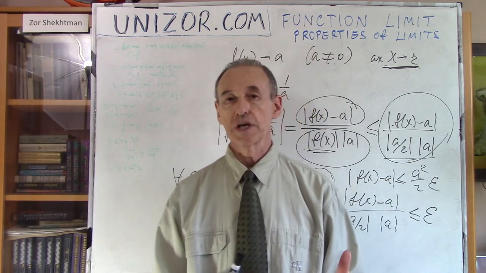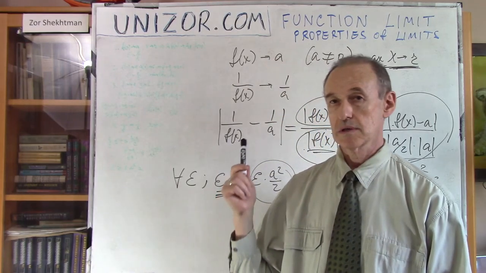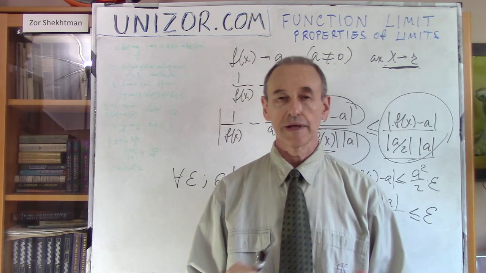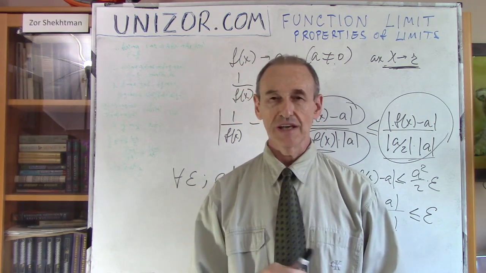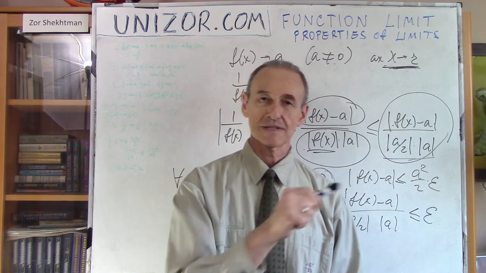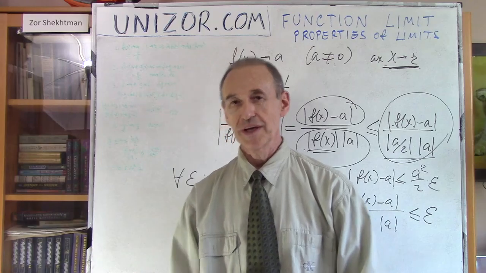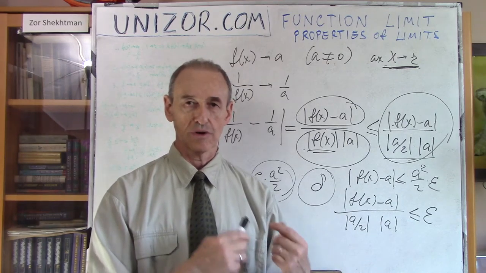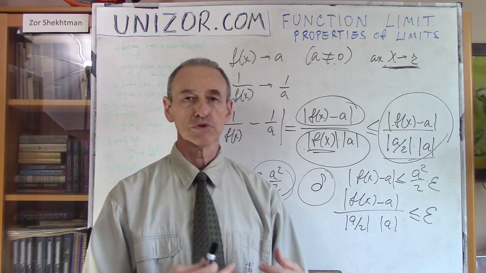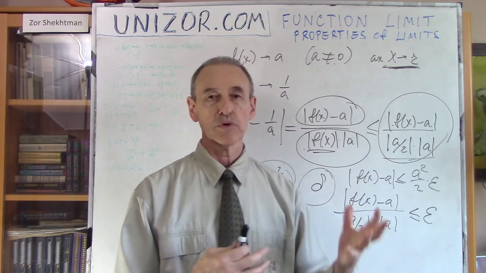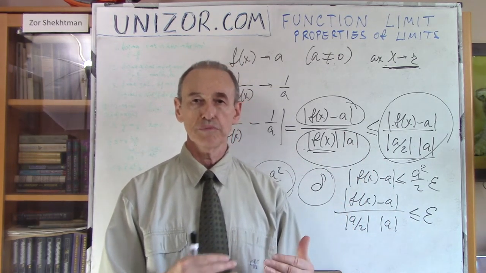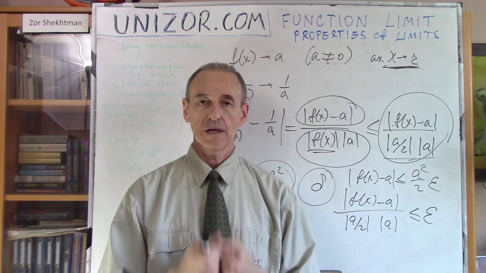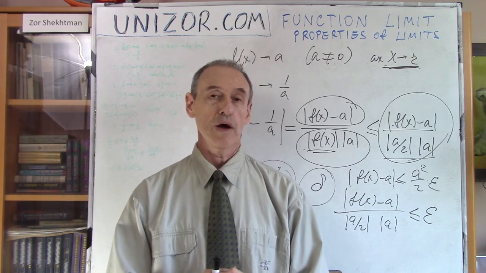Now, a little bit more detailed notes are on unizor.com for this particular lecture, and it's a little bit more like a textbook. I'm not taking any shortcuts, I'm really proving something. Okay, this is delta 1, this is delta 2, this is delta 3, and we're taking the minimum of all of them, etc. I don't want to go into all these scrupulous details during the lecture, because my purpose was for you to understand really how this thing is supposed to be proven. It's divided into smaller pieces, each piece has its own requirement for the delta, and then we take the minimum of these deltas to satisfy all the requirements, all right?